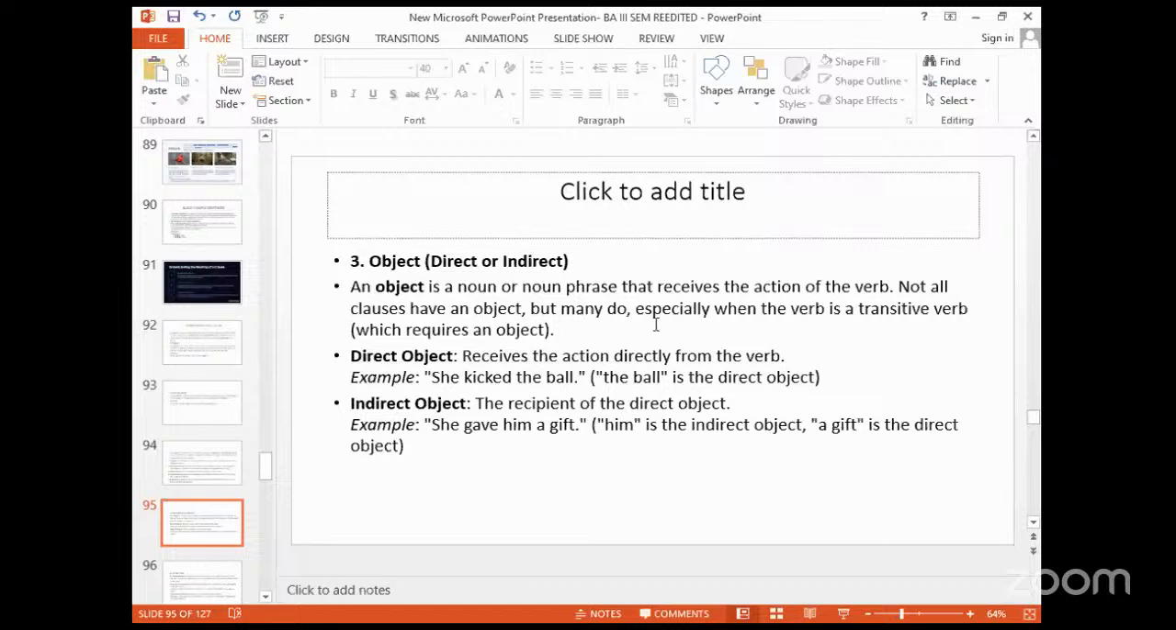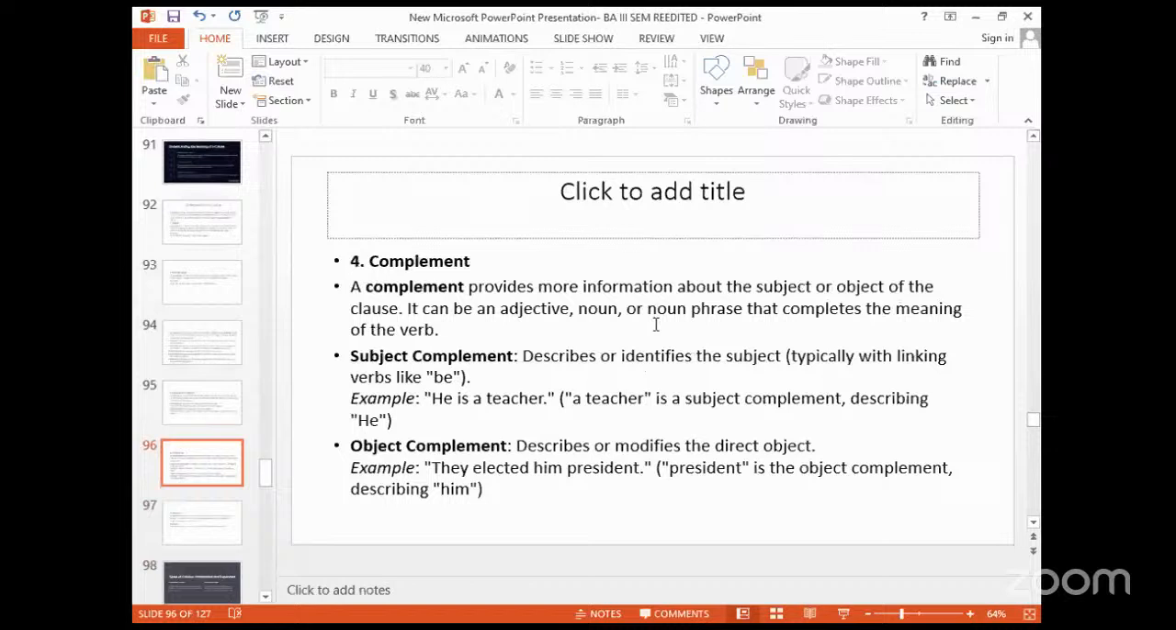Whereas an indirect object is the recipient of the direct object. For example, "she gave him a gift." Him is the indirect object. A gift is the direct object. The complement, as I told you, is also optional and provides more information about the subject or object of the clause. It can be an adjective, a noun, or a noun phrase that completes the meaning of the word.